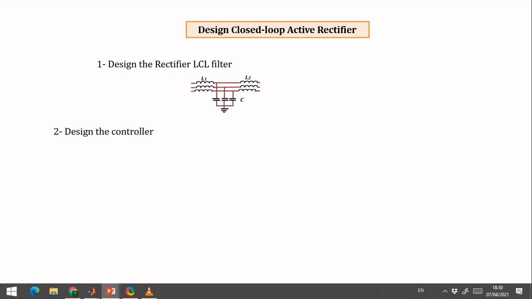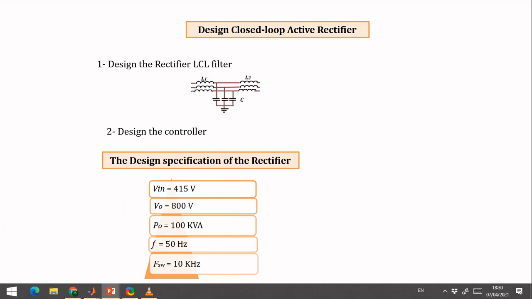Designing the closed loop active rectifier is based on designing the rectifier LCL filter and designing the controller, and a very important thing is we have to know the specification of the rectifier before starting the design. Our rectifier specifications are: input voltage 450 volts line to line, output voltage 800 volts, power capacity 100 kilowatts, operating frequency 50 hertz and switching frequency 10 kilohertz. Designing the rectifier is similar to designing the inverter, and I did it before in my previous lecture.